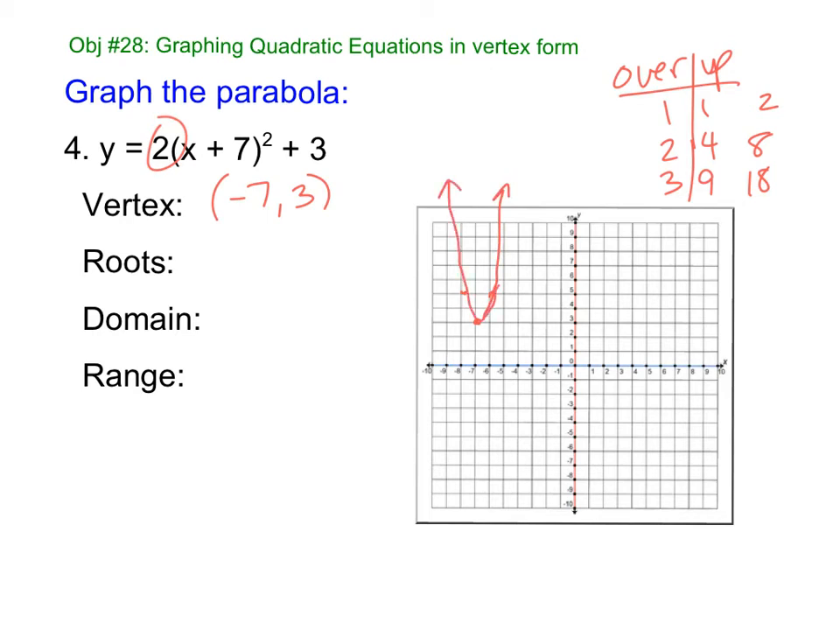So what are my roots? My roots do not exist. If we tried to solve this like we did before in the last class, we subtract the 3, right?